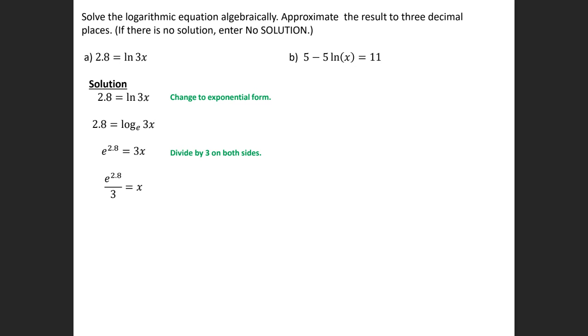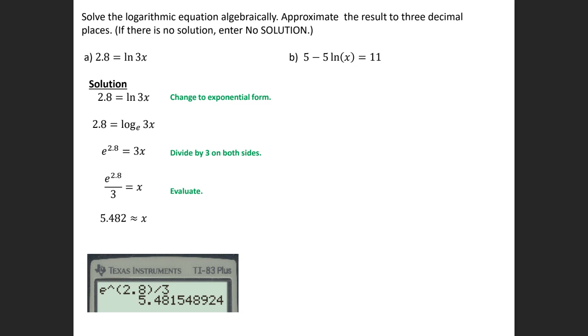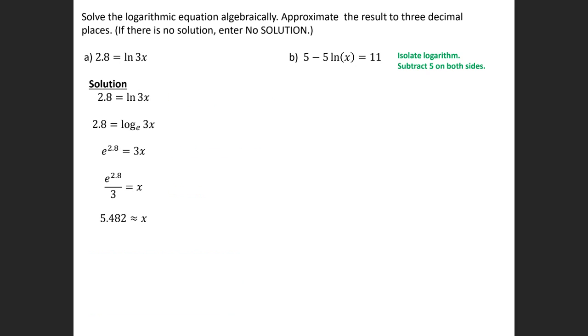The second part, rounding to 3 decimal places, is applying our calculator. First, I'm going to do e to the 2.8. Then I'm going to divide that by 3. It's going to give me 5.482. Again, rounding to 3 decimal places. Okay, all right, let's do B.